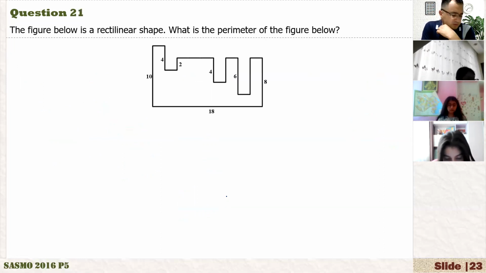So let's actually do this question. Nigar, can you read the question? Yes, the figure below is a rectilinear shape. What is the perimeter of the figure below? Okay, we did a lot of similar examples. All right, you have 2 minutes.